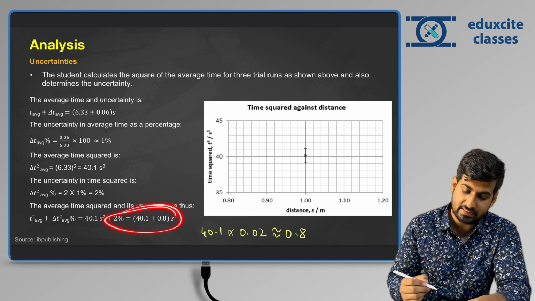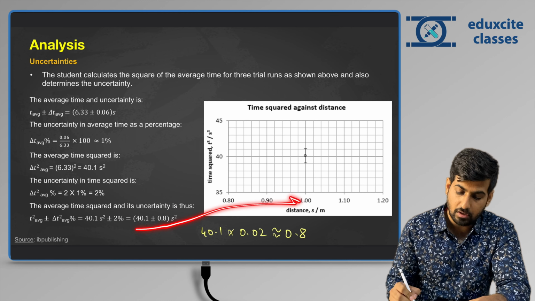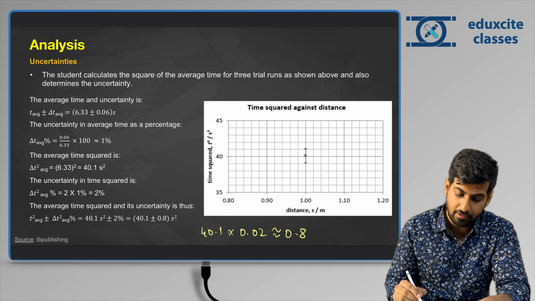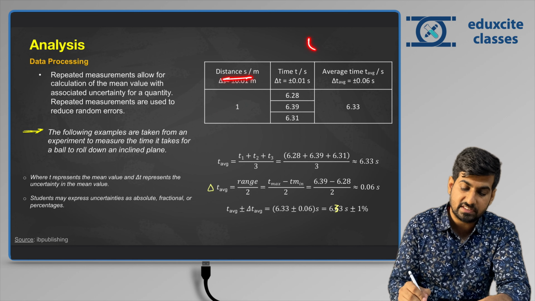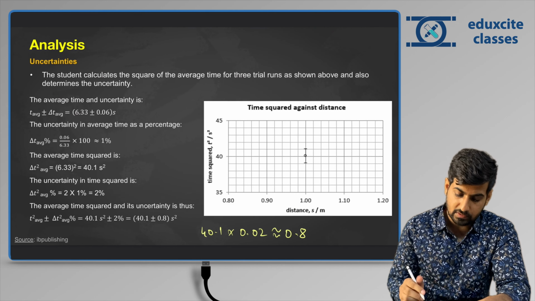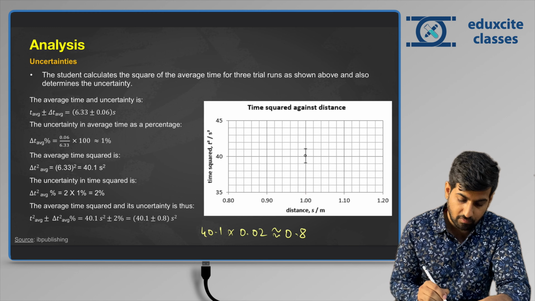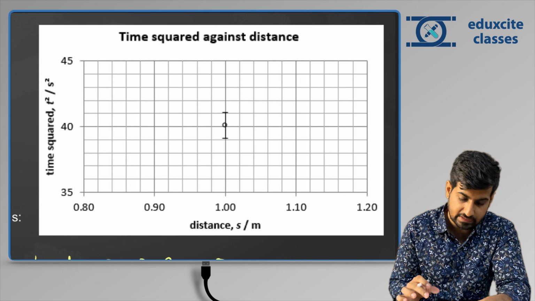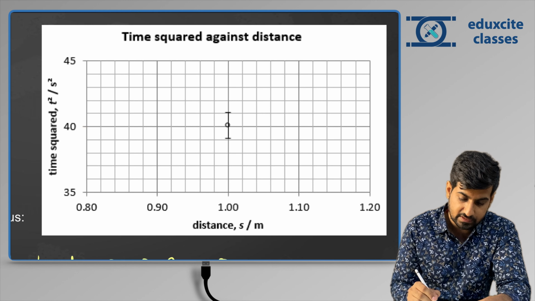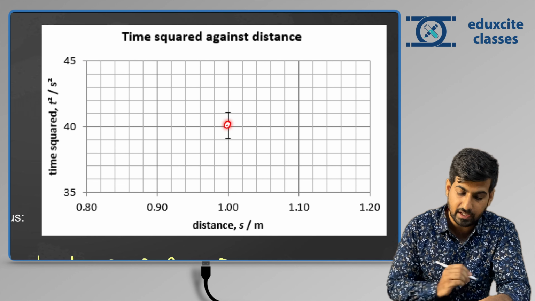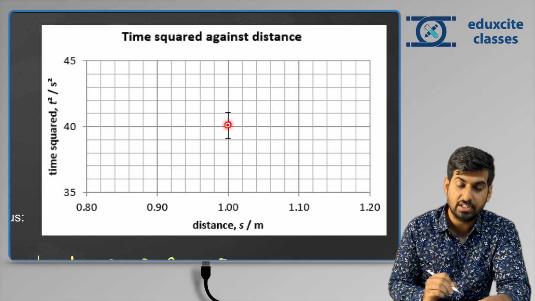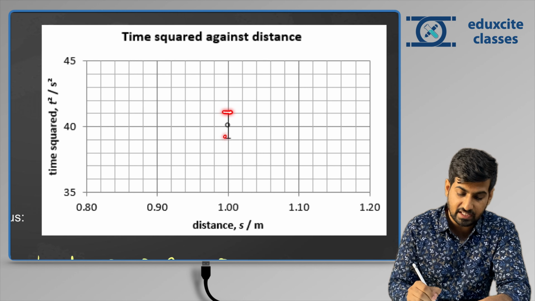Now once you get this, you can plot this in your graph. So I have plotted at 1 meter, because the data is for 1 meter. So distance versus time squared you are plotting. Distance is 1 meter, at 1 meter 40.1. If you look at this, this is 40, this is 45. So 40.1 is nearly here only. The circle denotes the average value, and this is the error bar.